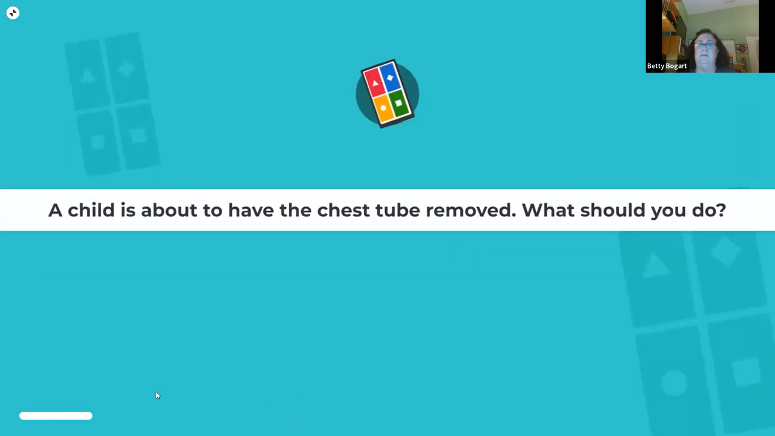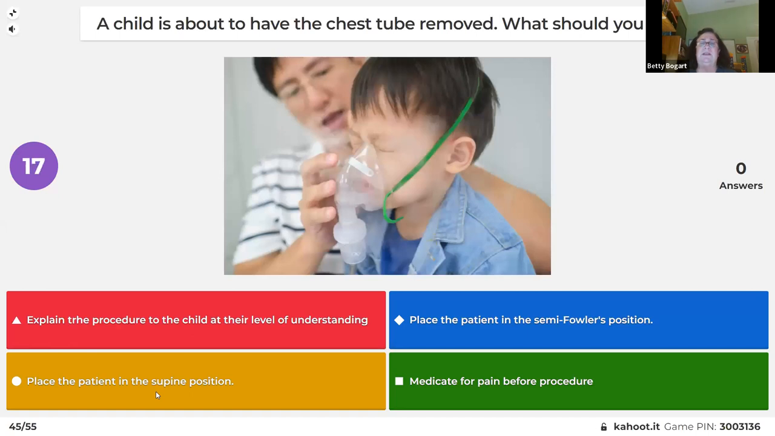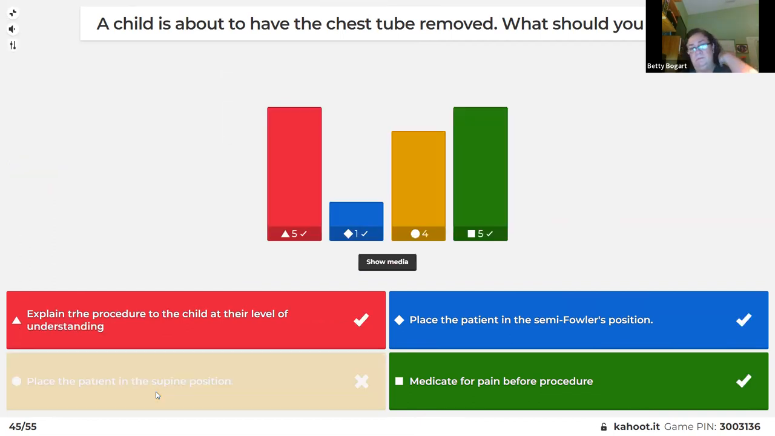Multi-select. A child's about to have a chest tube removed. What should you do? Taking out a chest tube, they could be in the chest, in the lungs. When you pull them out, I'm telling you, they burn and they hurt really, really bad. So what are we going to do for this child? We'll explain it. We will have that child sitting up. We don't want them lying down because we want them to breathe easier. But most of all, medicate them for pain. This hurts. It burns. Adults cry. It hurts so bad. Make sure they're medicated.